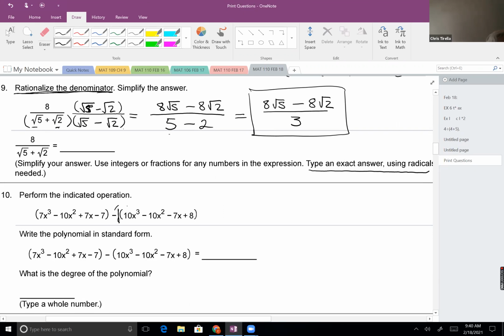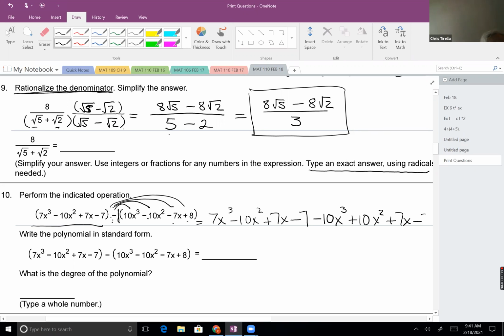The first thing I want to do is distribute my -1. So there'll be 7x to the third minus 10x squared plus 7x minus 7. The first polynomial stays the same. Distributing the -1 changes the signs on the second one. So it becomes negative 10x to the third. Negative times negative is positive 10x squared. Negative times negative is positive 7x. Negative times positive is negative 8x.